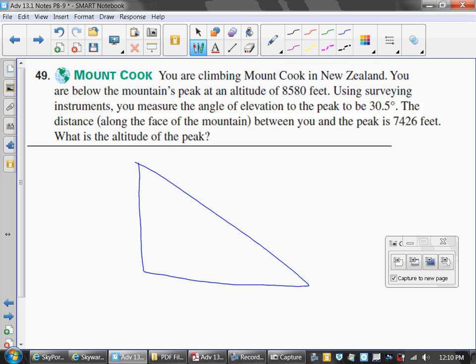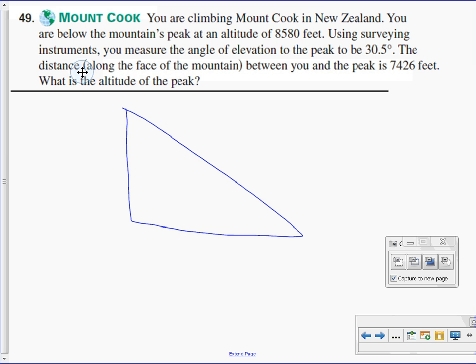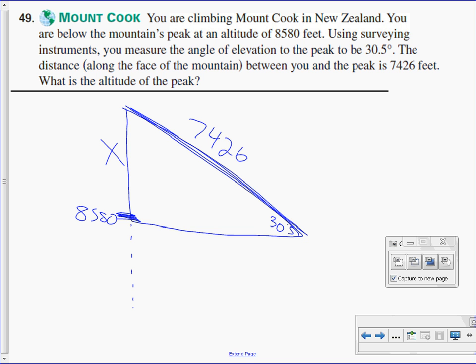So, once again, in this case, the best thing you can do is draw some picture. Okay? The other thing you have to take into consideration in this problem is that you are below the mountain's peak at an altitude, you are here, already at 8580. You're off the ground right now. You know that the measurement from here, looking up, is 30.5. This distance here is 7426. You need to find this distance, and then you add the 8580 to it. Okay? It's kind of tricky.